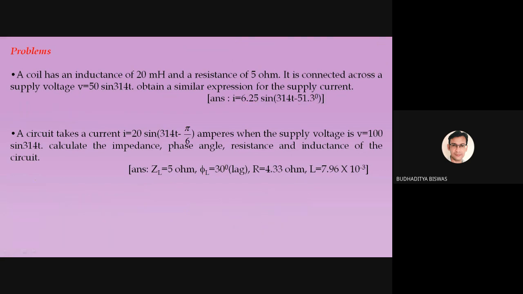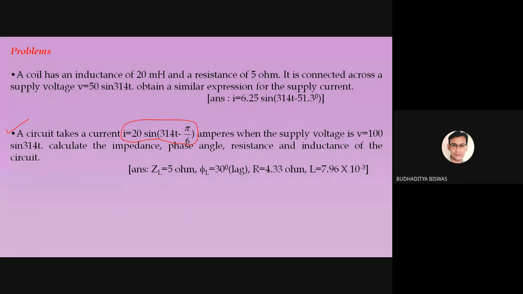Second one, I would again request that please do this in your home. Just derive this one. Our circuit takes a current i equal to 20 sine 314t minus pi by 6. Many things you can get from the question before you start your calculation. First of all, if you just see the current expression, can you imagine what is the type of the circuit? Sir, it's an RL circuit. It's an RL circuit. Very good, because it's not a purely resistive or purely capacitive circuit.